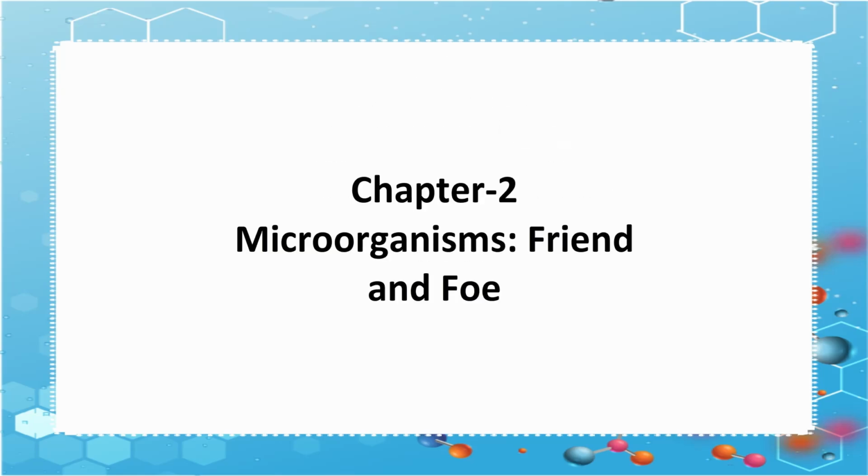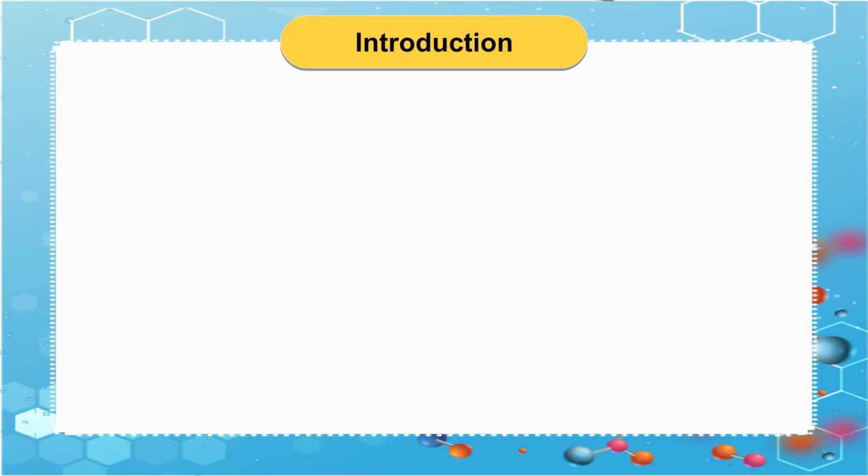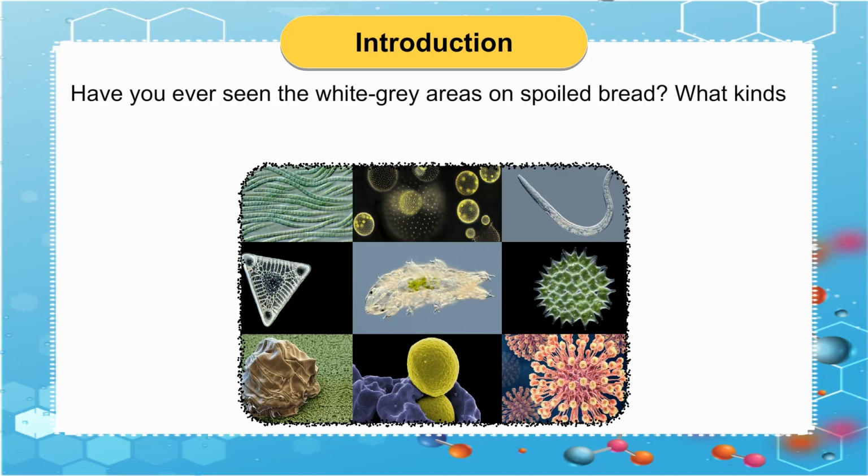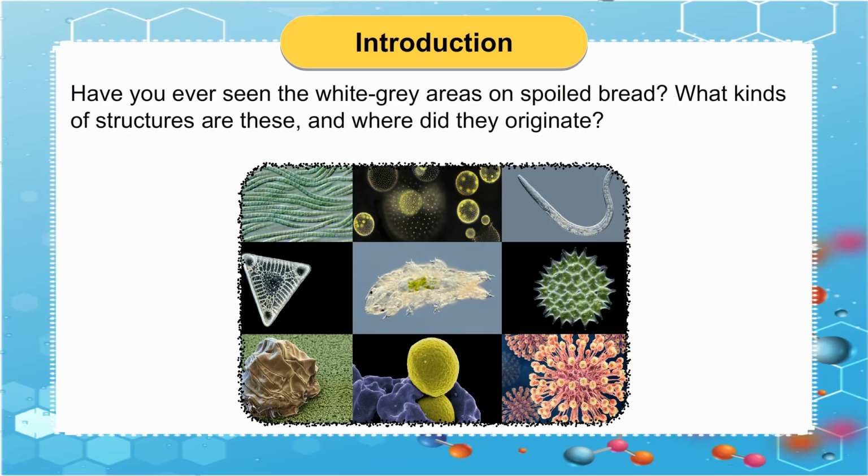Chapter 2. Microorganisms, Friend and Foe. Introduction. Have you ever seen the white-gray areas on spoiled bread? What kinds of structures are these, and where did they originate?